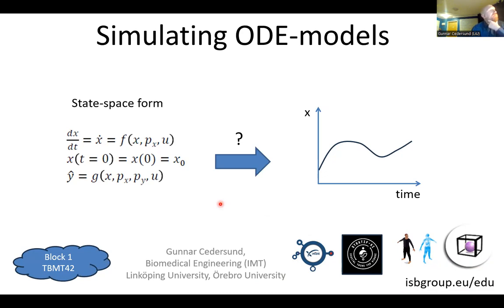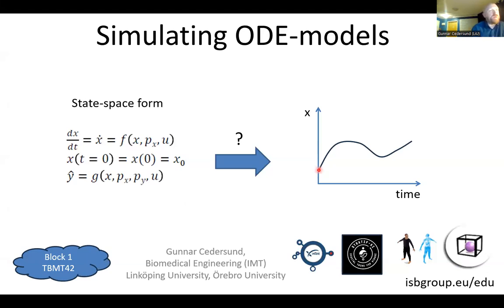So in this particular video, we will assume that the model has already been formulated. So we have the state space form formulated in one way or another, and it will be an ODE model, so ordinary differential equation model. And the question that we'll tackle in this video is how to go from the equations to a curve, to a simulation. So how do we do that?